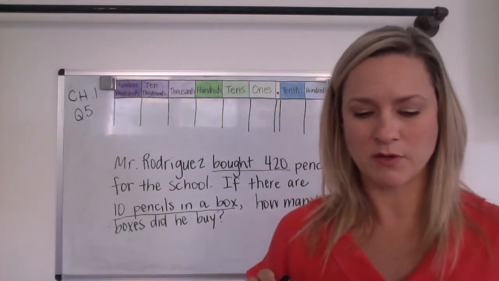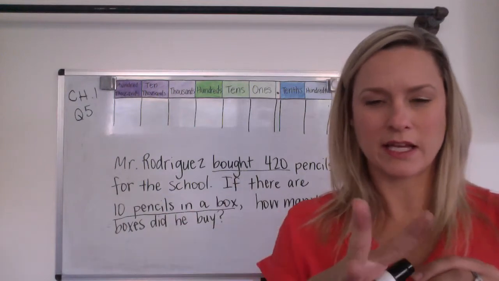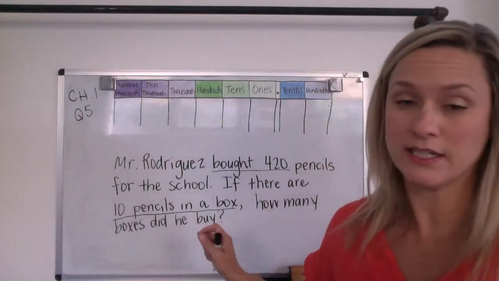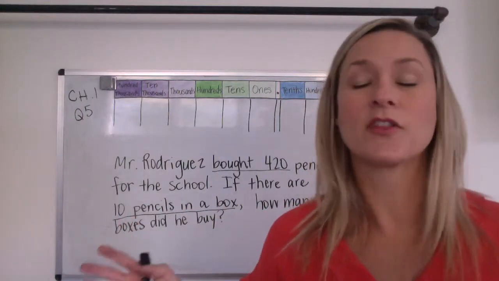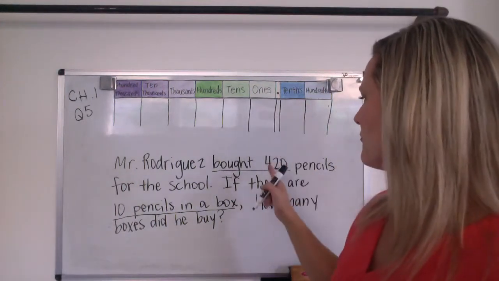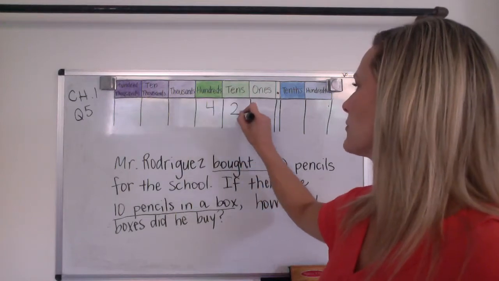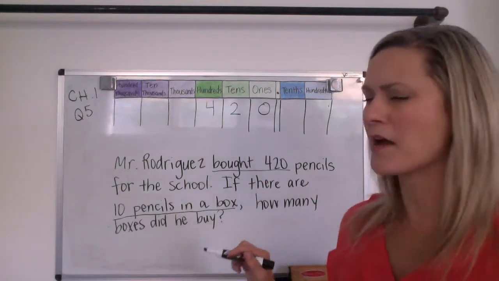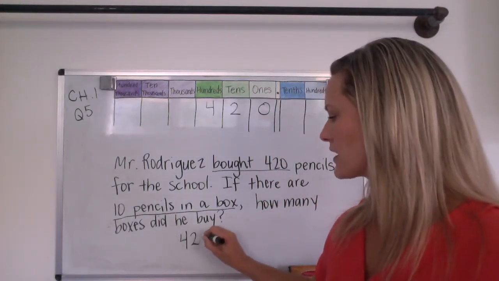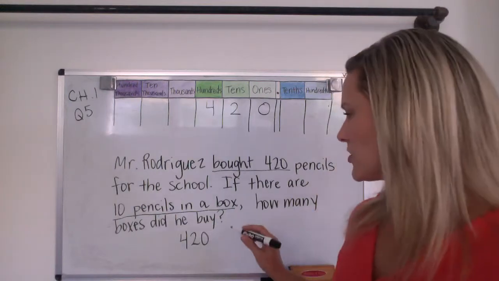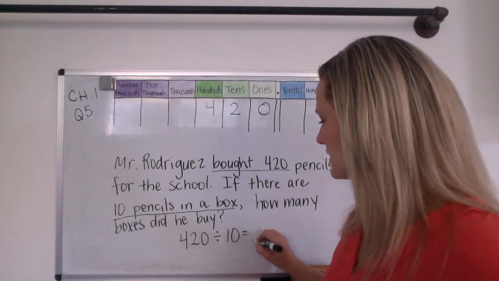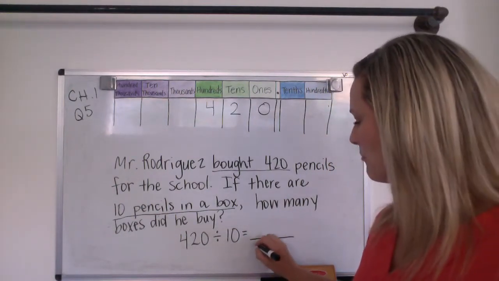Okay, so you can stop to imagine those 420 pencils getting put into different boxes, right? And we know that there are 10 pencils in each box. The question's asking us, how many boxes did he actually buy? So I'm going to put my 420 in my place value chart. And I'm thinking about the action, right? So 420 is being split into boxes of 10, right? So 420 divided by 10 pencils per box is going to give us how many boxes he bought.